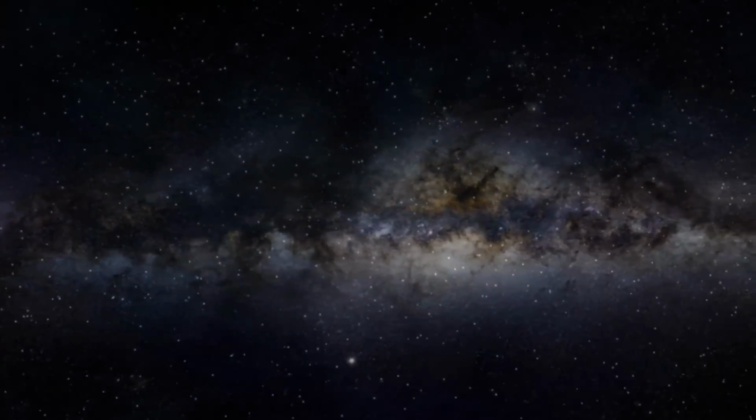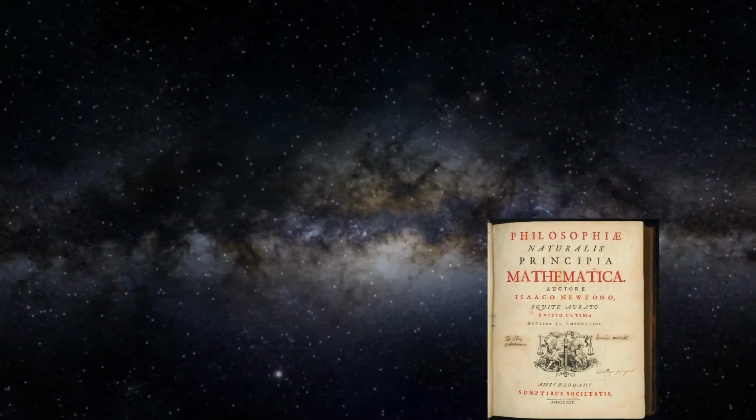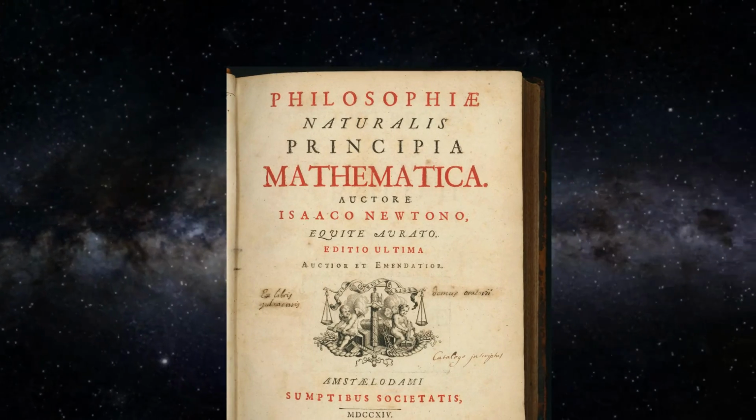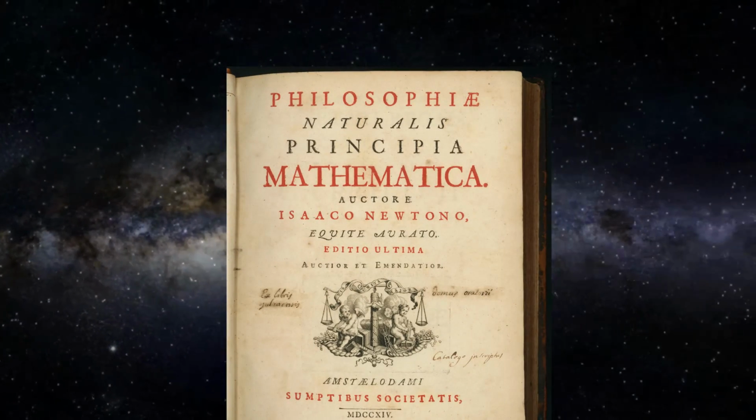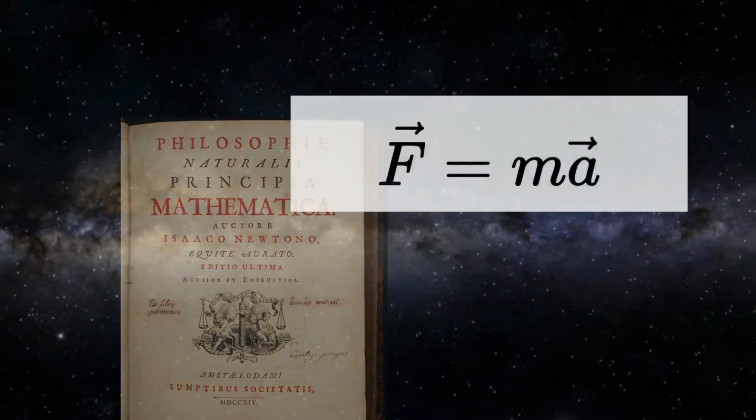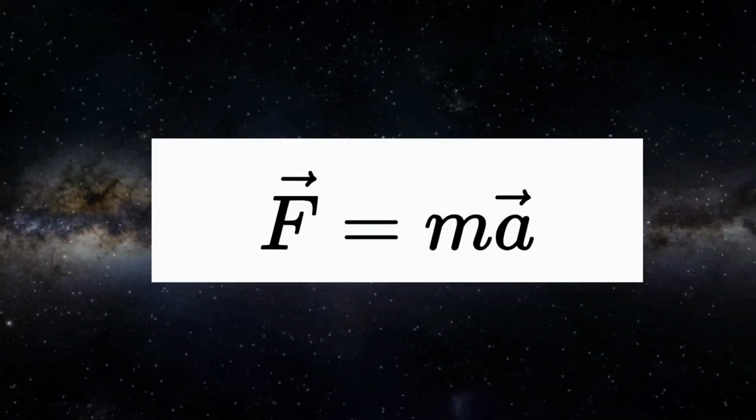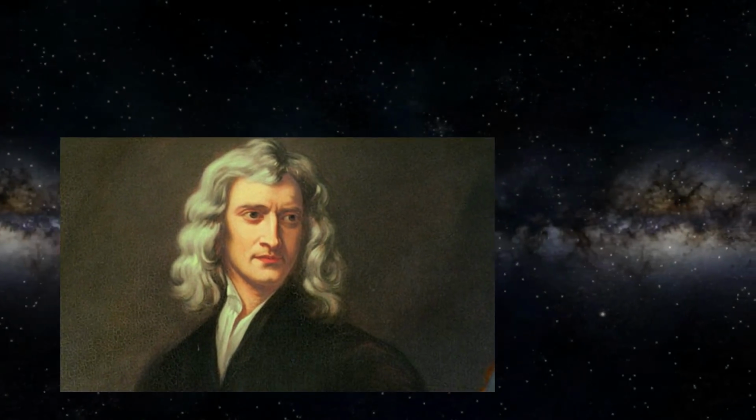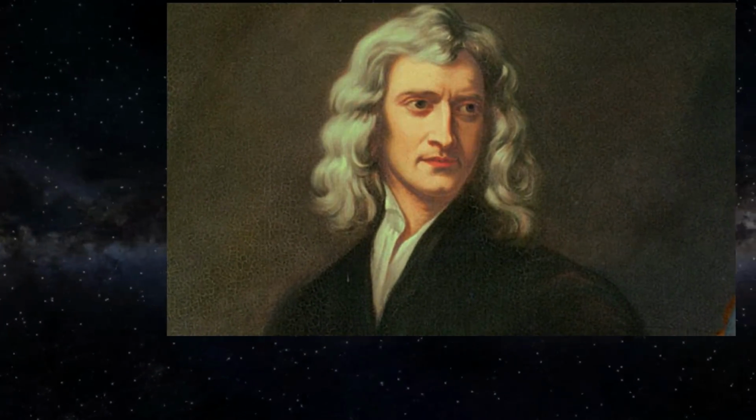In 1687, Isaac Newton published Philosophiae Naturalis Principia Mathematica. In this work, he reduced the study of mechanics to solving one differential equation, an equation with derivatives. 333 years later, modern physics still follows his example.